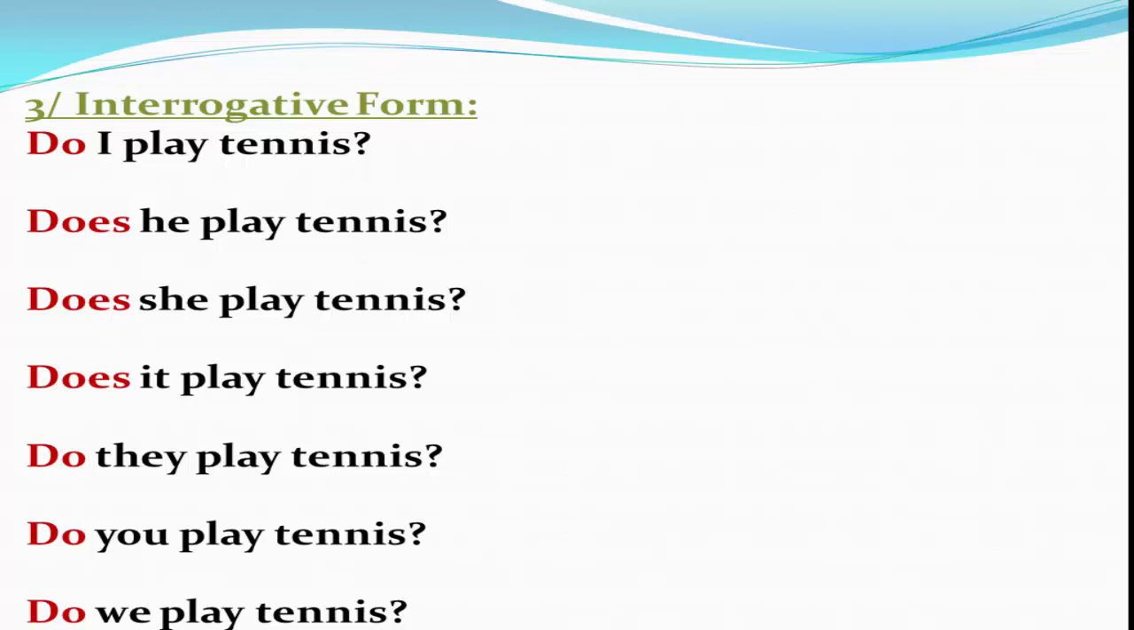So, I repeat, in the interrogative form, it's necessary to start the sentence with the helping verb do. Do I play tennis? But with he, she, it, I, of course, add an S to the auxiliary verb. It becomes does, and I start my sentence. Does he play tennis? Does she write a letter? Does it open the door? Do they eat lunch? Do you write a letter? Do they travel to London? Etc.